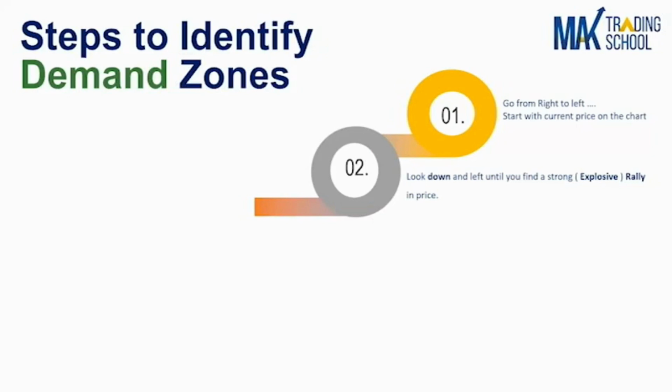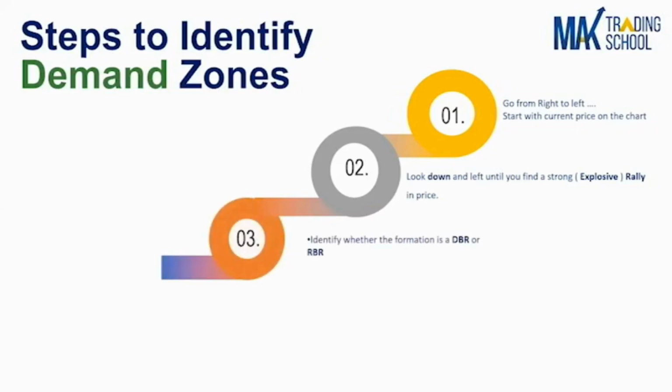So what are we looking for? Price explosion. Very strong rally in price. There are only two possibilities. The formation can be a DBR or it can be an RBR. Drop based rally or a rally based rally. But not all RBR and DBR are the same. Some zones score better as compared to the other zones.